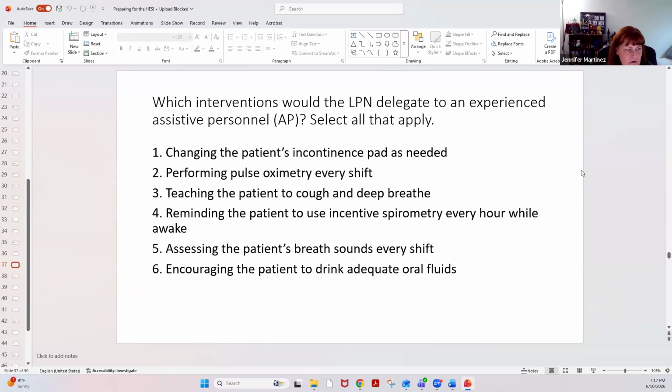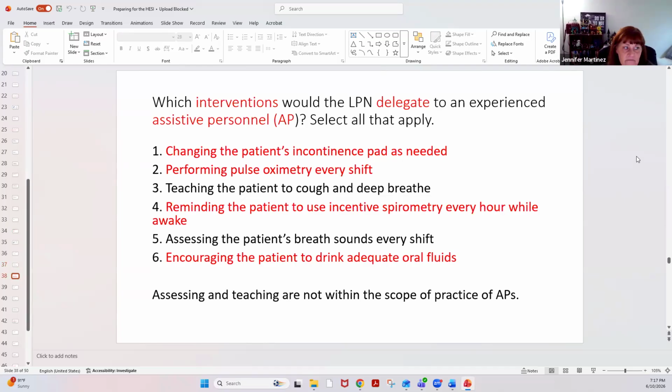One, two, four, and six. Very good. Yes, they can absolutely change the incontinence pads, no problem. They can do pulse ox every shift. They can remind the patient to use their incentive spirometer, absolutely. And they can encourage them to drink fluids as well. So, good job.